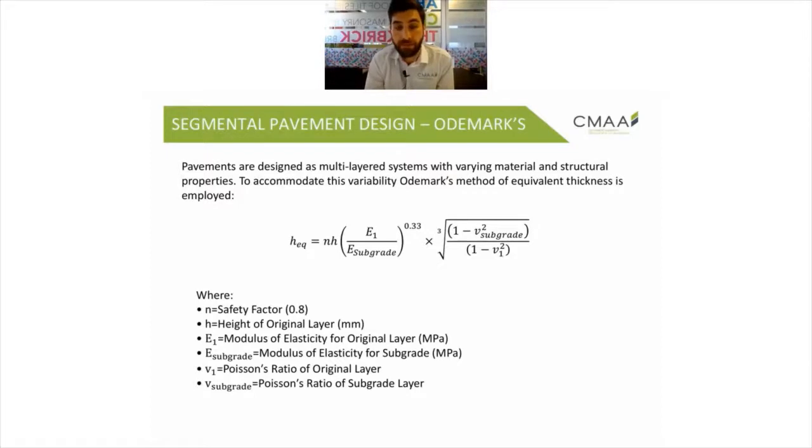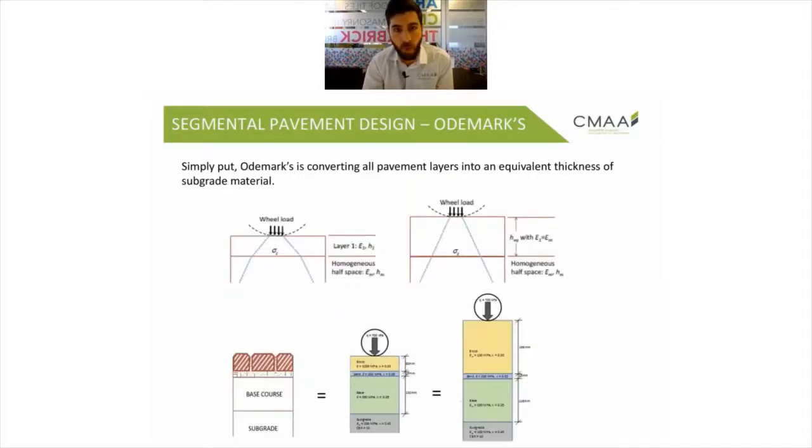A paved system is a multi-layered, multi-modular system. And so what we do in the DesignPave software is we convert our multi-layered system into a homogeneous layer of subgrade type material. We use this formula, and I'm going to run through just a design example just to show you how that's applied. So here you can see that what we're doing is we're converting all pavement layers.